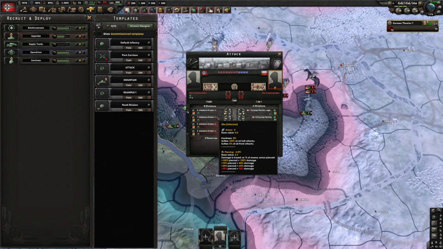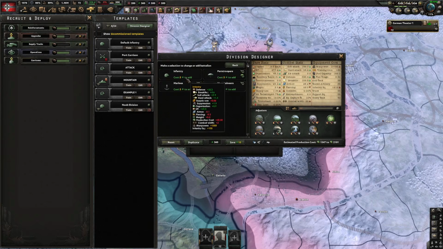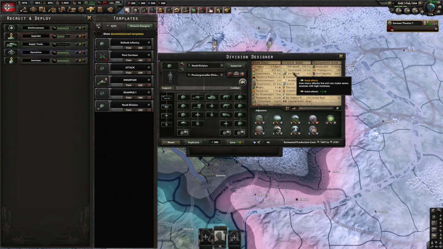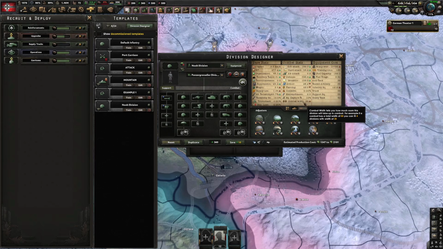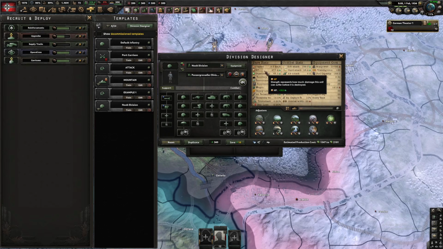combat width. When you mess around with your designer and you add more battalions, you may see that a lot of your stats are going up. But since the combat width is also going up, the size of your division is going up and you can fit less of these in combat. Meaning this quote-unquote boost to your division is completely artificial and doesn't necessarily always help you.